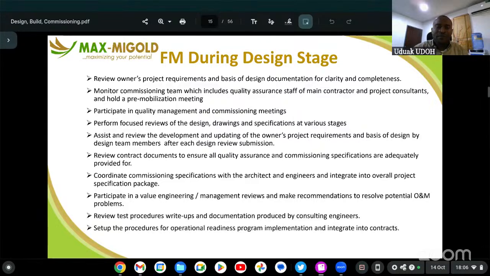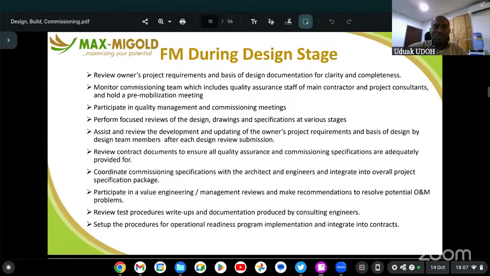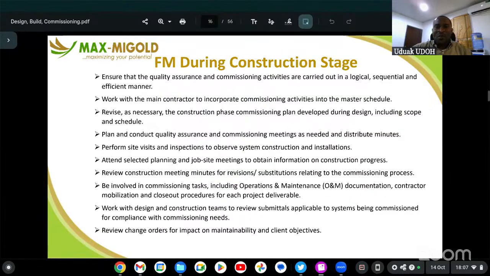We should also set up procedures for operational readiness program implementation and integrate them into contracts. So we need to be operationally ready on sites all the time. We need to implement it and also integrate it into a contract. What of during the construction stage?